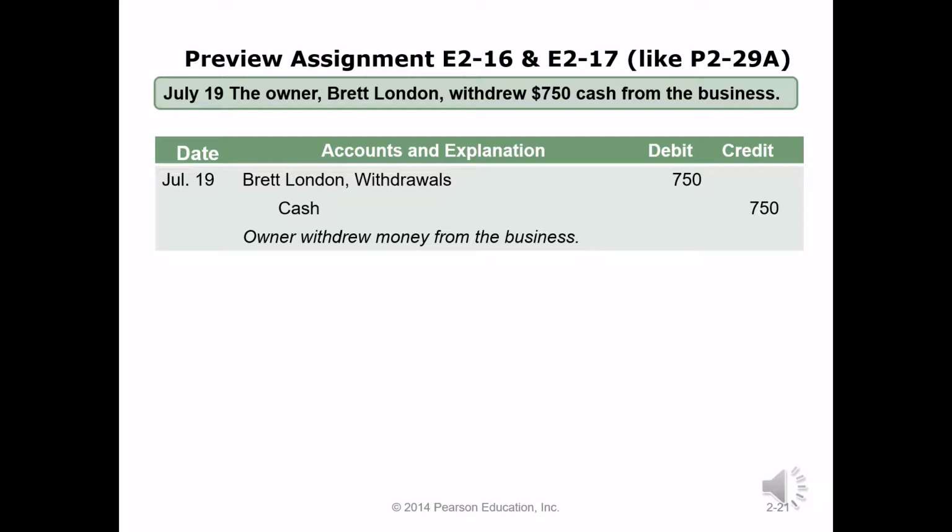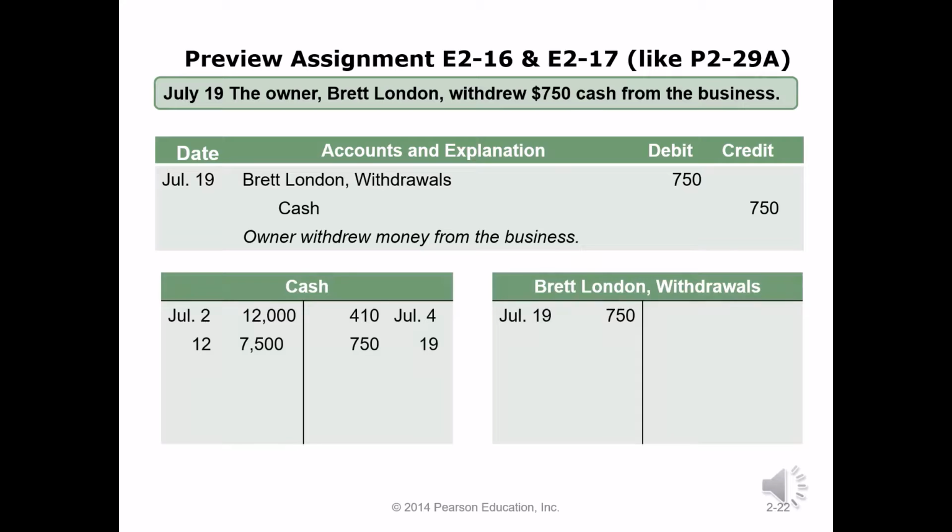Pause the presentation and post this journal entry into your T accounts or your general ledger accounts. This will be your fourth entry into your cash account. This time it is a credit, and the very first entry into your withdrawals account. If you're doing T accounts, they should look like this. If you're doing the cash ledger account with a running balance, your balance should be $18,340.